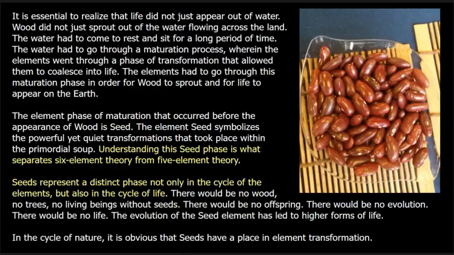The water had to go through a maturation process, wherein the elements went through a phase of transformation that allowed them to coalesce into life. The elements had to go through this maturation phase in order for wood to sprout and for life to appear on the earth. The element phase of maturation that occurred before the appearance of wood is seed. The element seed symbolizes the powerful yet quiet transformations that took place within the primordial soup. Understanding this seed phase is what separates 6-element theory from 5-element theory.